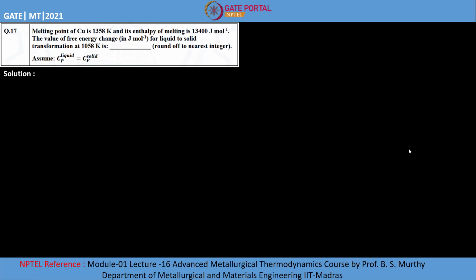This is question number 17 from GATE 2021. The melting point of copper is 1358 Kelvin and its enthalpy of melting is 13,400 joule per mole. So, the value of free energy change for a liquid to solid transformation at 1058 Kelvin is, assuming Cp of liquid equals Cp of solid.